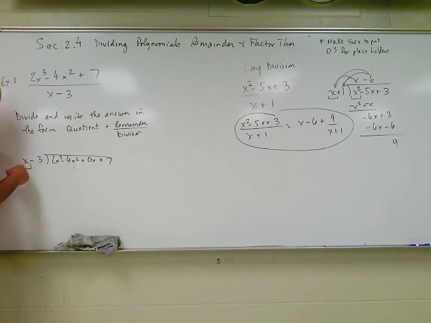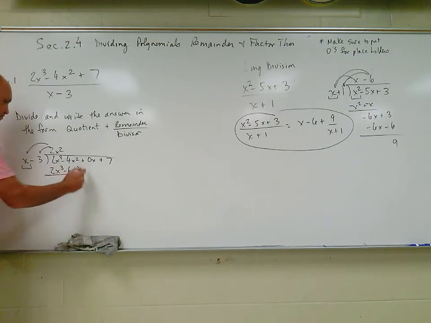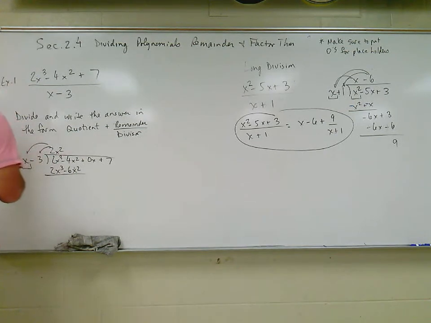2x cubed, right? X times what gives you 2x cubed? You would do 2x squared. Then you're going to multiply both of these by 2x squared. You get 2x cubed minus 6x squared. And we're going to negate and add. So that is a negative that turns into a positive. So what should you have got after this first line here?